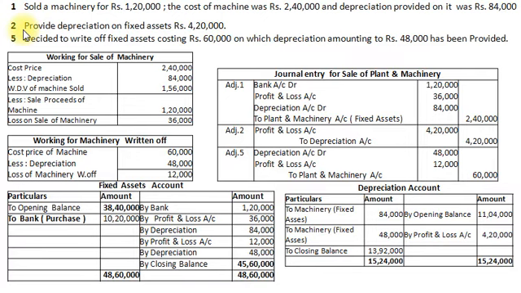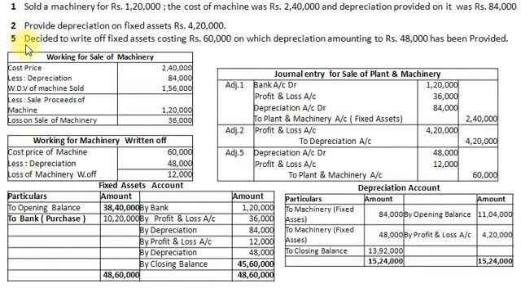Adjustment number 2. Provide depreciation on fixed assets rupees 4,20,000. Dear students, here company is following provision for depreciation method to record depreciation, because in balance sheet we have given cost price of machine minus depreciation. So this depreciation will be directly charged to provision for depreciation account. So our accounting entry will be profit and loss account debit to depreciation account rupees 4,20,000, and depreciation account credit side by profit and loss account rupees 4,20,000.